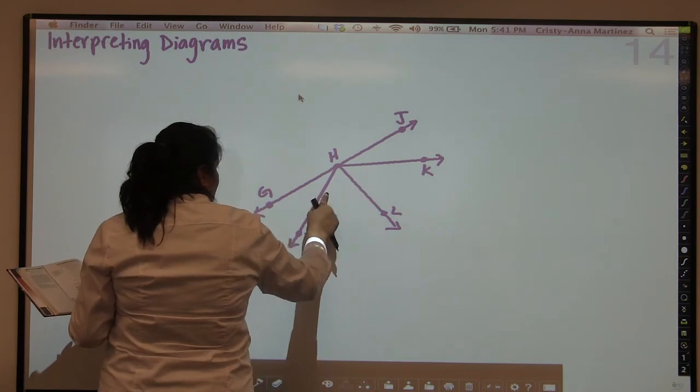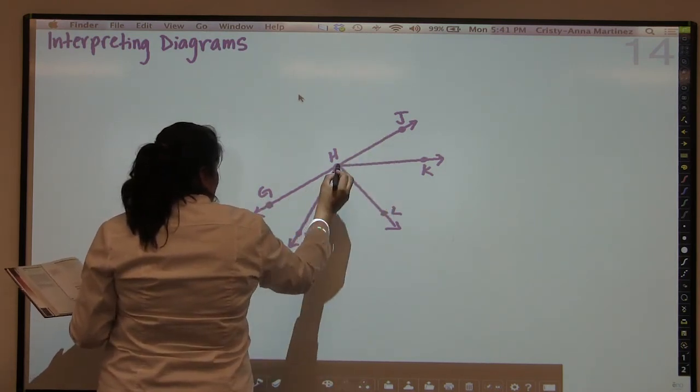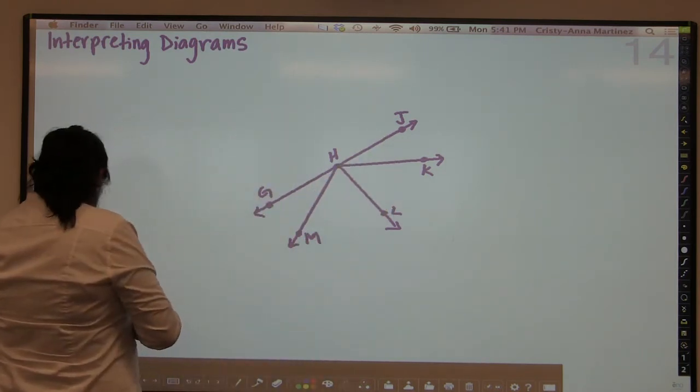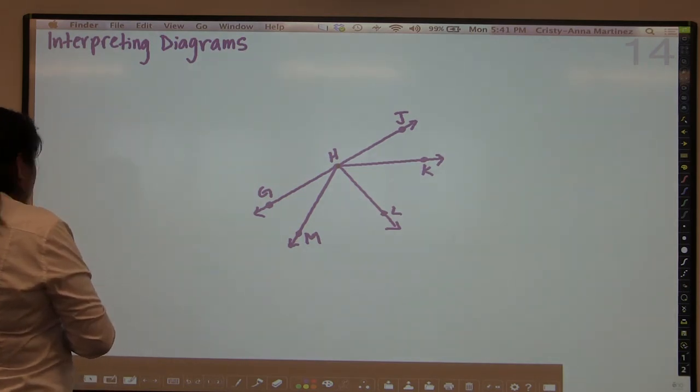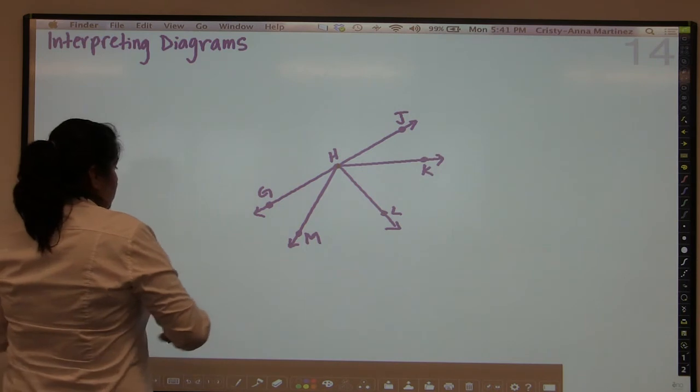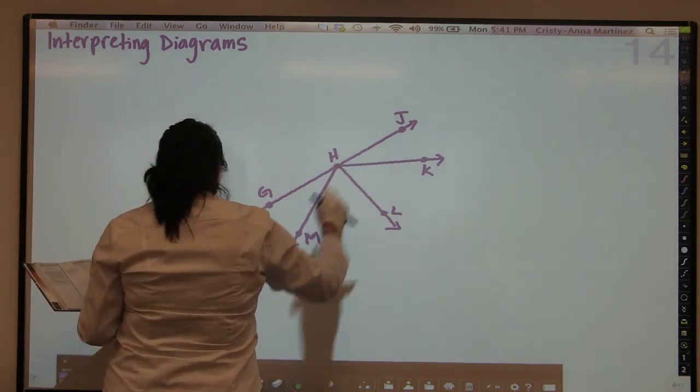so all of these three rays and this line intersect at point H. That is obvious from the diagram. We know also from the diagram that H is between G and J. You can tell that H is in the middle of G and J.